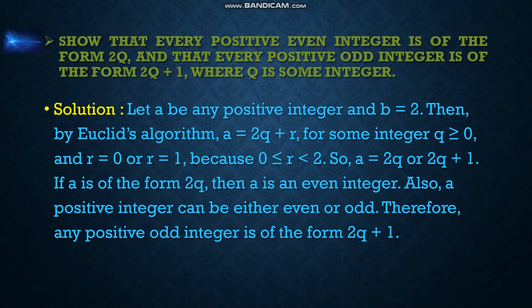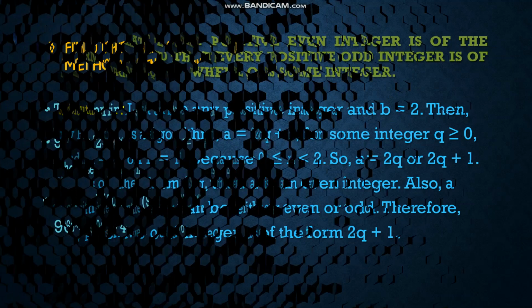If a is of the form 2q, then a is an even integer. Also, a positive integer can be either even or odd. Therefore, any positive odd integer is of the form 2q plus 1.